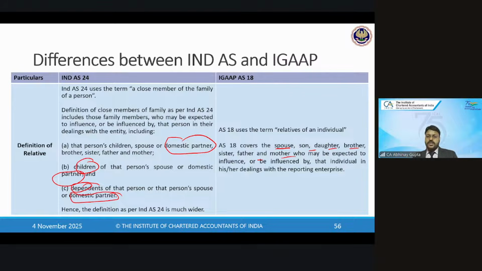Three additional items. Number two, dependents of the spouse. That is also not there in Indian GAAP, correct? Right?